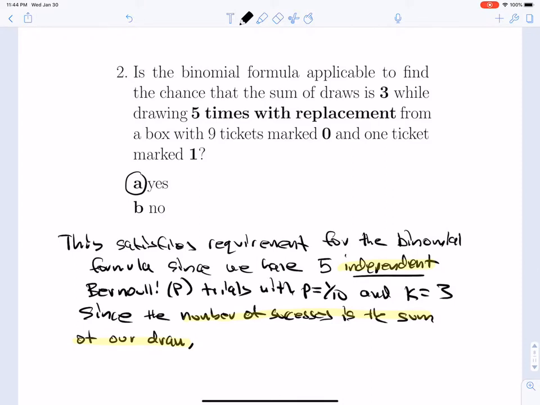There was a second question here. Here our box consisted of 9 zeros and 1 1, so the probability of a success was 1/10. n was 5. We're drawing with replacement, so we have independent trials. And k is 3. The sum of the draws is just the number of successes. So yes, the binomial formula is applicable.